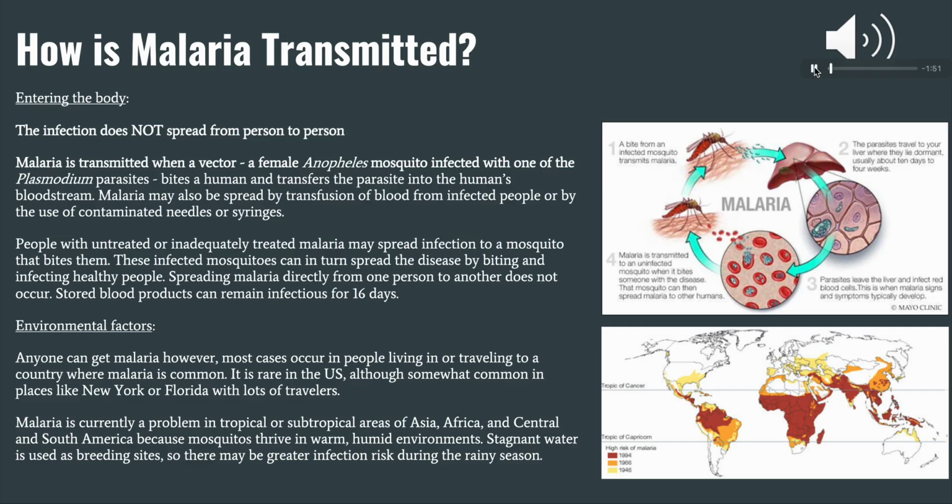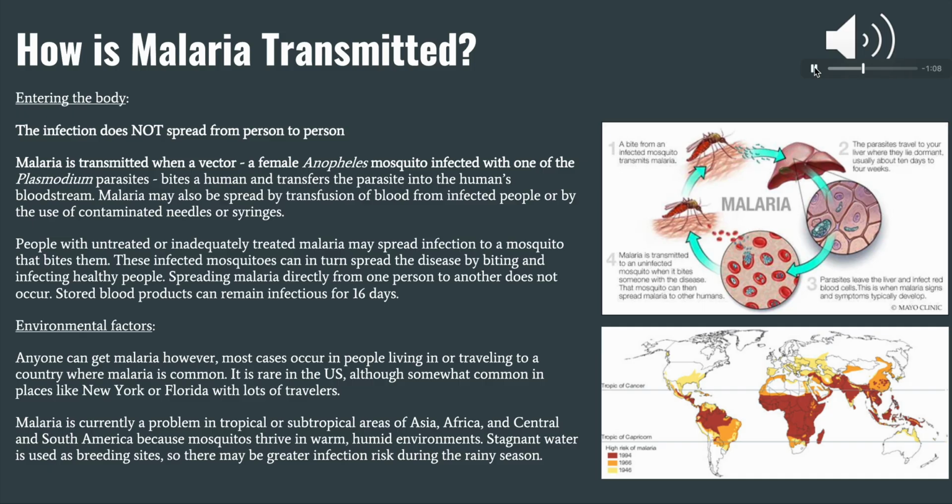Malaria is transmitted by a vector, a female mosquito, which is infected by one of the Plasmodium parasites. And when this vector bites a human, it transfers pieces of the parasite into the human's bloodstream, and then this goes throughout the body systemically. Malaria may also be spread by transfusion of blood from infected people or by the use of contaminated needles or syringes. However, the disease cannot be spread human to human without some sort of blood interaction.